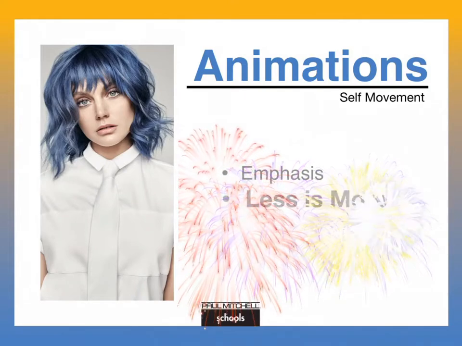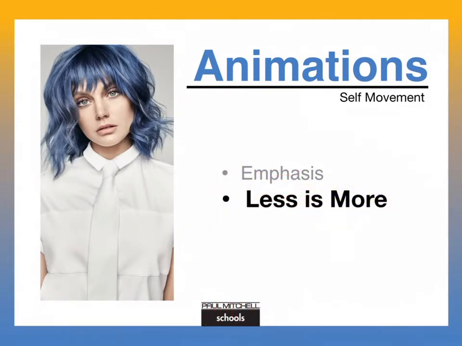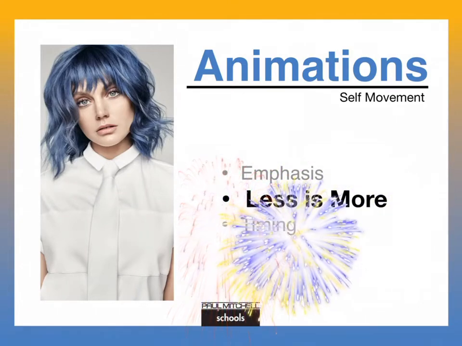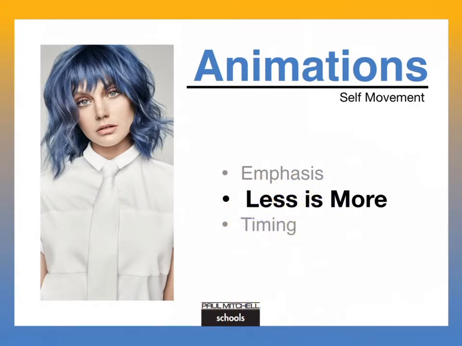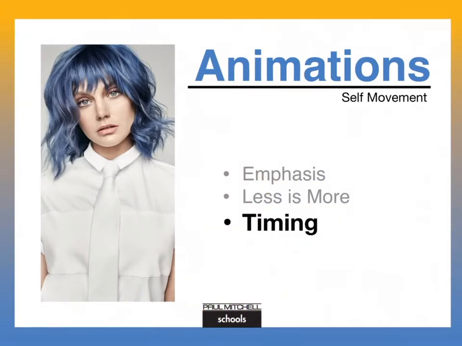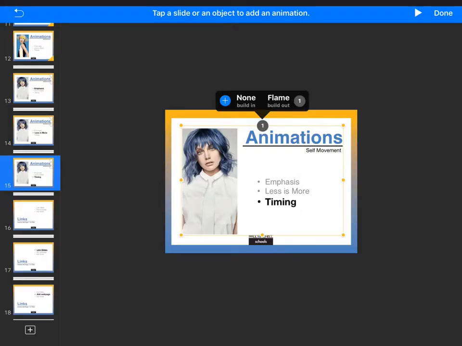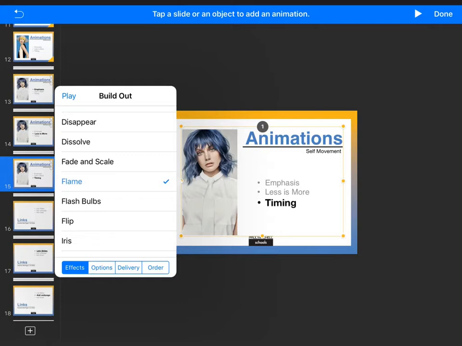The second is less is more. Sometimes the animation may overpower the information. The last key point is timing. Sometimes the animation takes too long. A build-out animation was used to remove the image from the slide. In this instance, flame was selected.